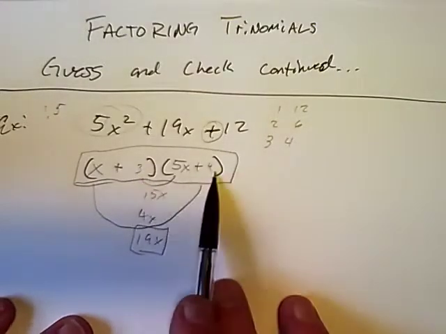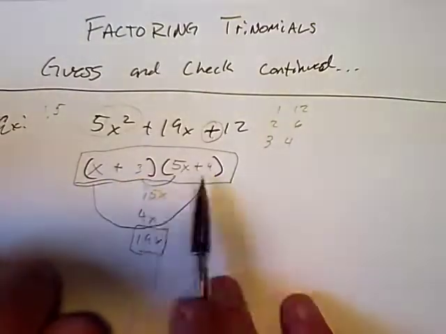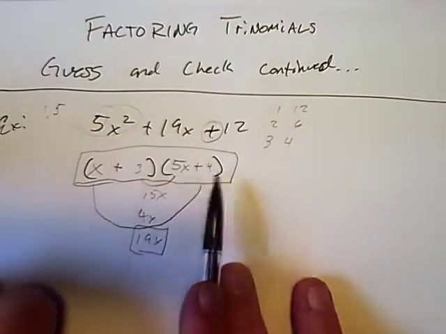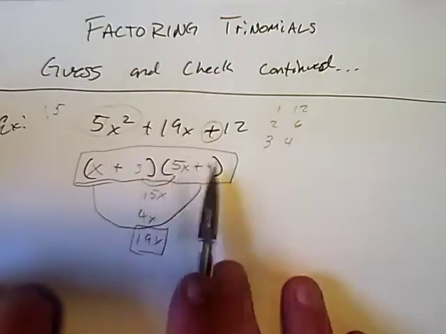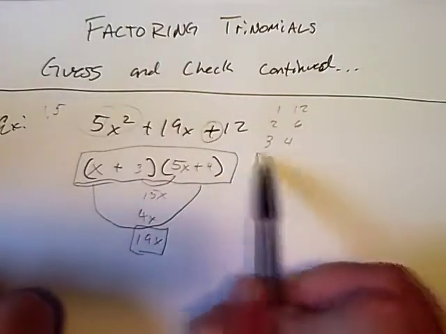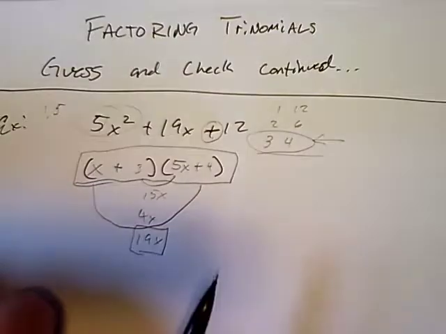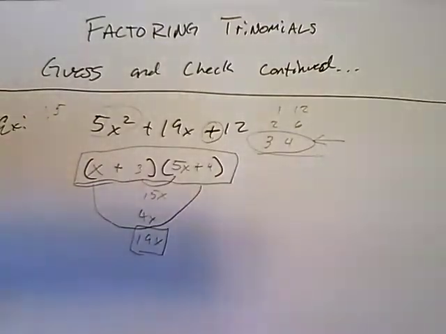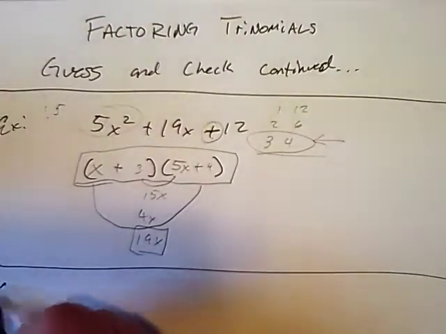Now, if the 3 and 4 didn't work, we could switch the 3 and 4 around, so I'd have a 4 here and a 3 here. If neither one of those combinations worked, I could switch it over to the 2 and 6 and try that out as well. But it just so happens, starting with the ones that are closest together, we were able to get to it pretty quickly. All right, let's try another example here.